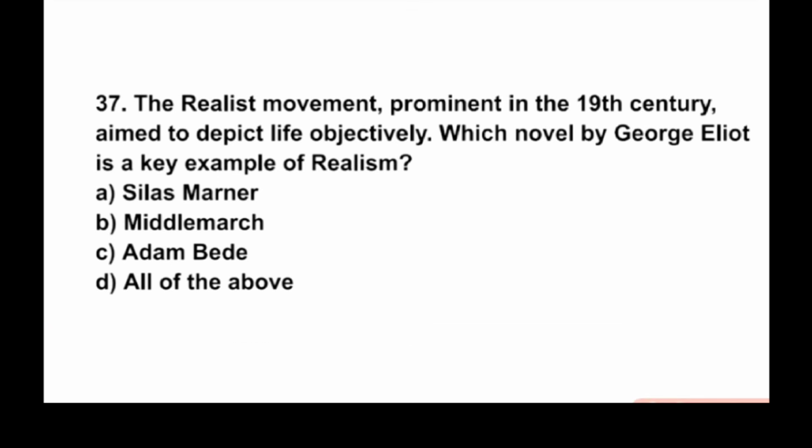The realist movement, prominent in the 19th century, aimed to depict life objectively. Which novel by George Eliot is a key example of realism? Option B, Middlemarch.